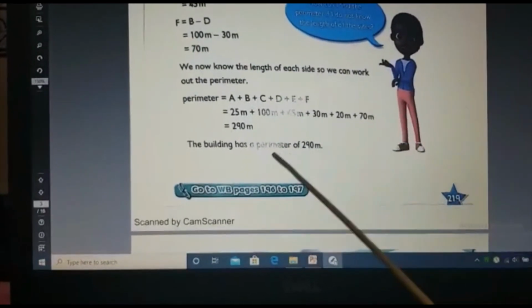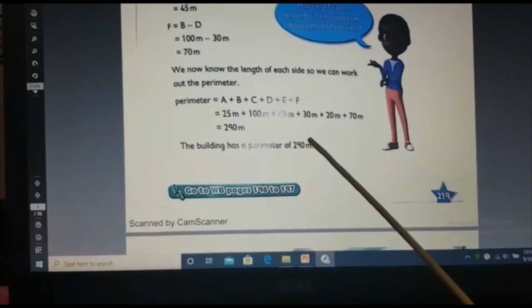So the building or that figure has a perimeter of 290 meter. Okay.